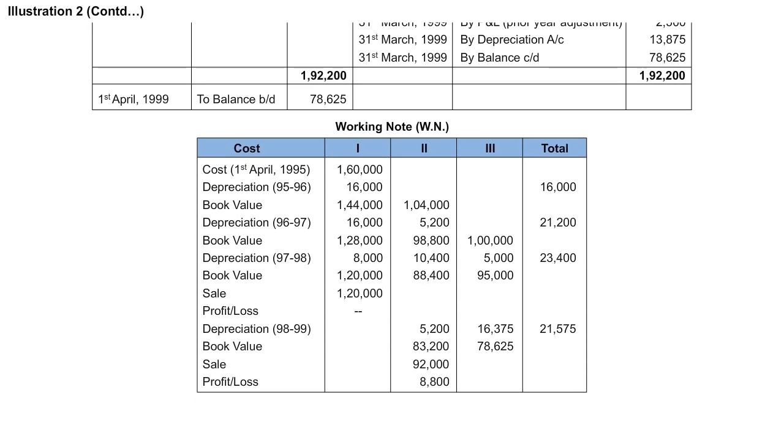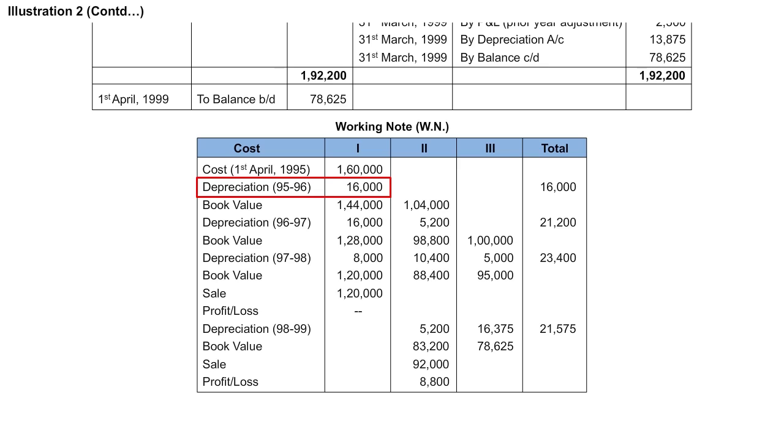Third year, that is 97-98. The first machine was sold off for 1.20 lakhs. So let us first see the entries for this. So it is sold on 1st October 97. That means first we will calculate the depreciation. This was the opening book value for the third year. So for the first machine, on 1st October 97, when it was sold, the depreciation would be charged for 6 months, right?